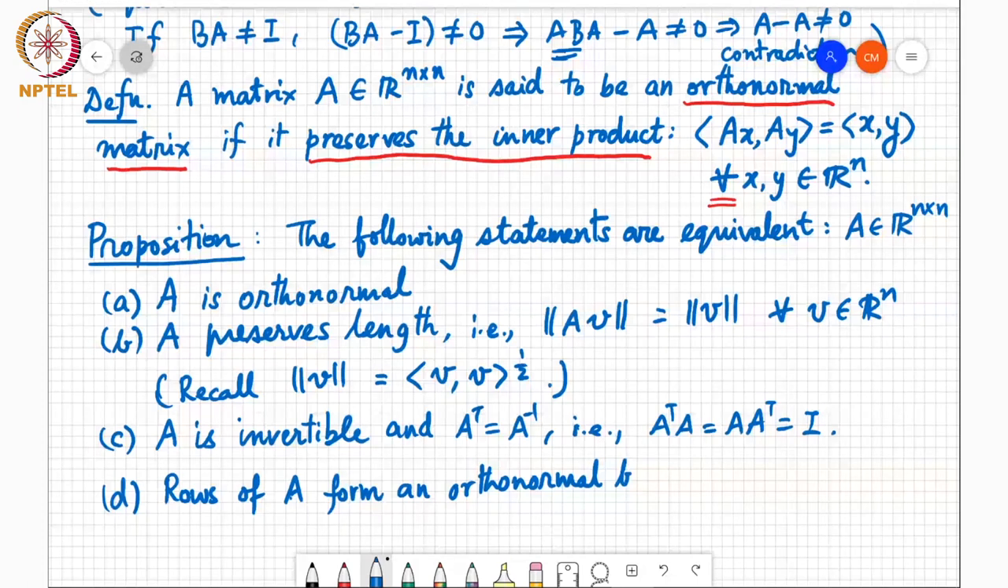And the last one is that the columns also form an orthonormal basis for R to the n. Okay, so how do you prove such a proposition?